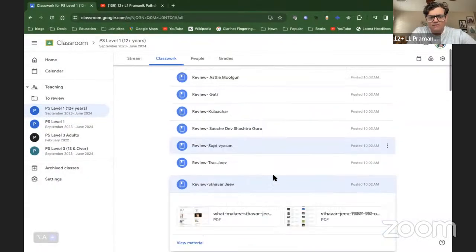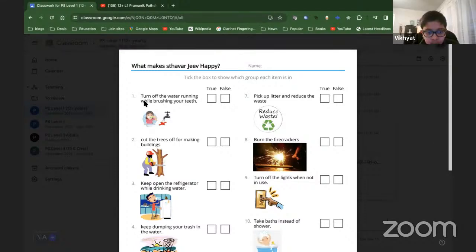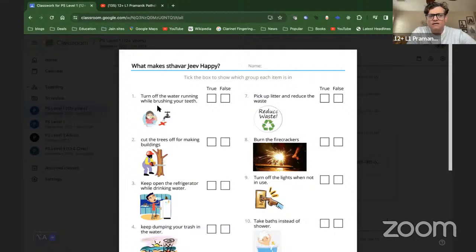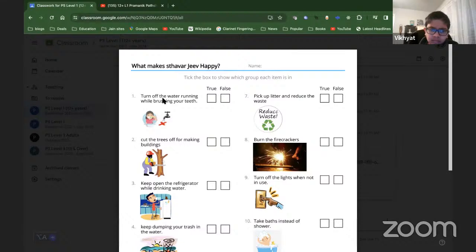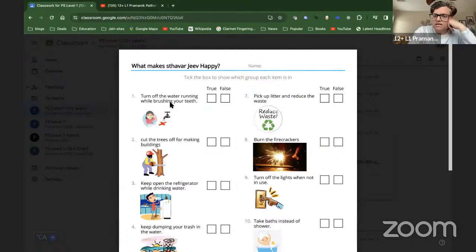Let me open the sheet again. What makes Sthawar Jeevs happy? You have to tell me what makes Sthawar Jeevs happy. Turning off water running while brushing your teeth. What do you think? Would that make these Sthawar Jeevs happy or unhappy? Samyak? Unhappy. Turning off the running water while brushing your teeth, would it make them happy or unhappy? Oh, happy. I misread it.